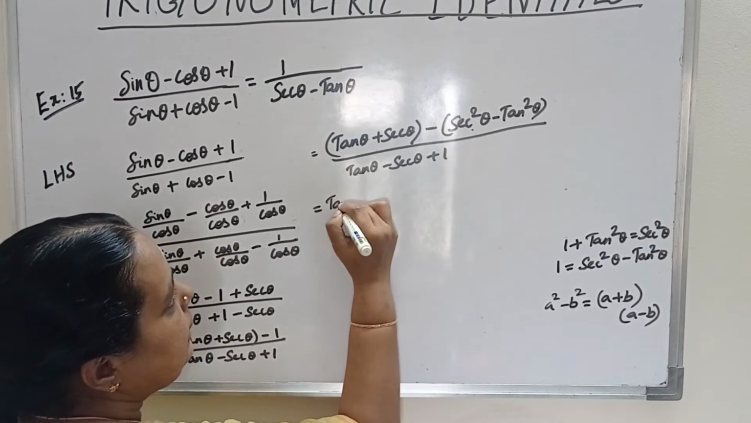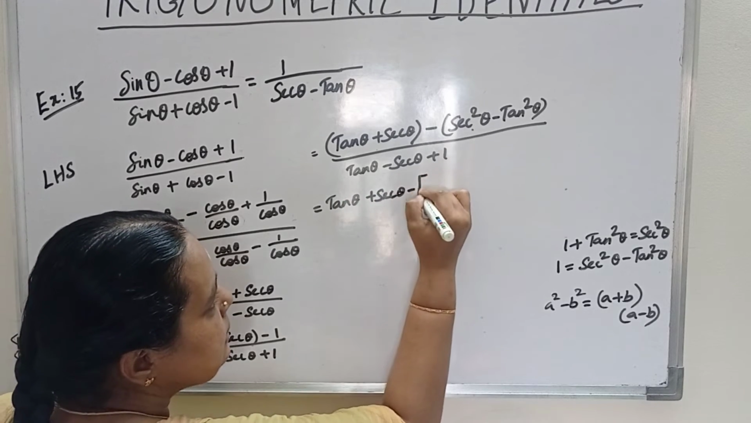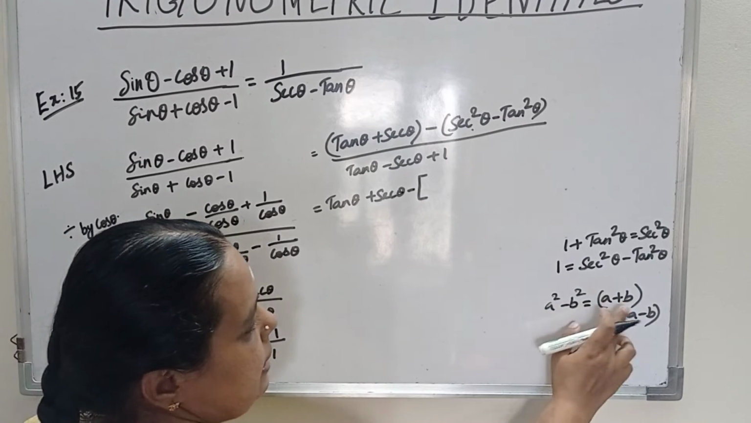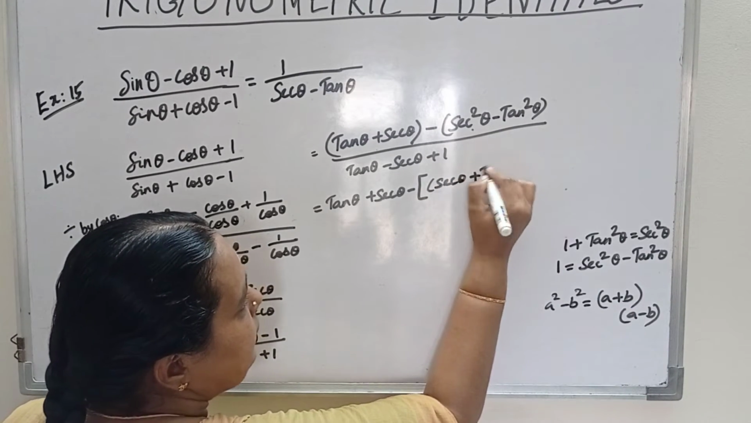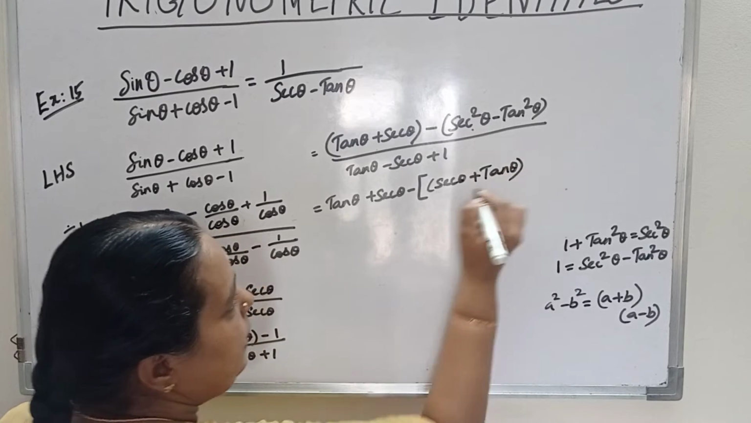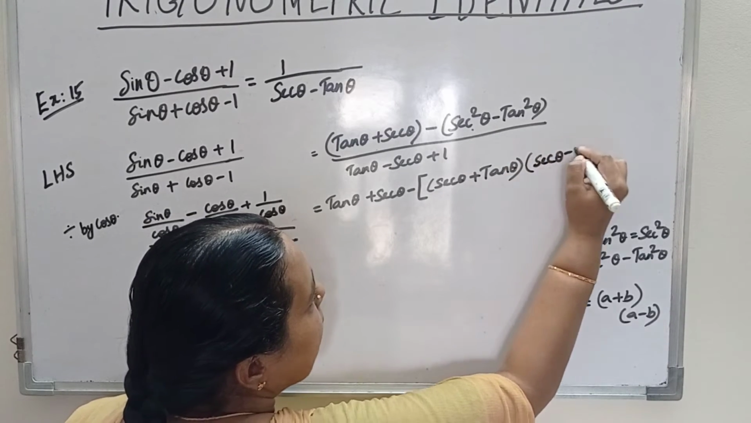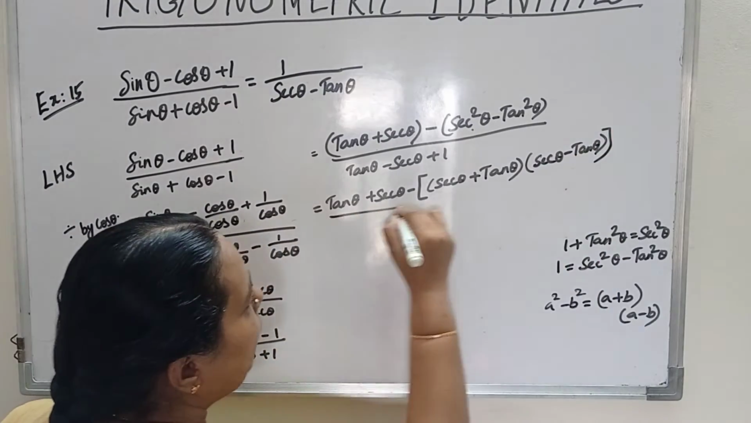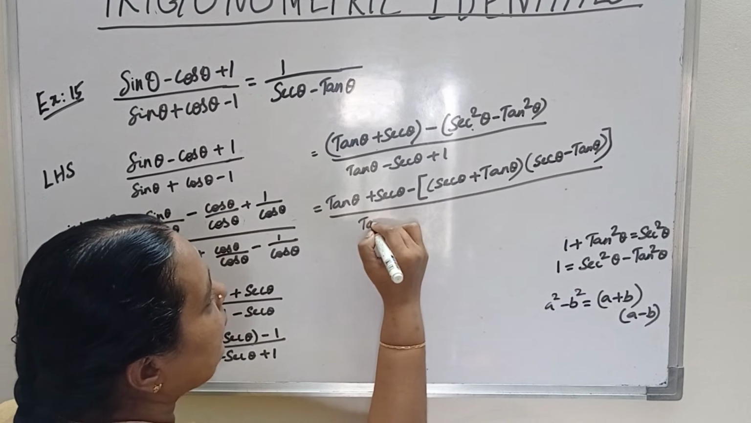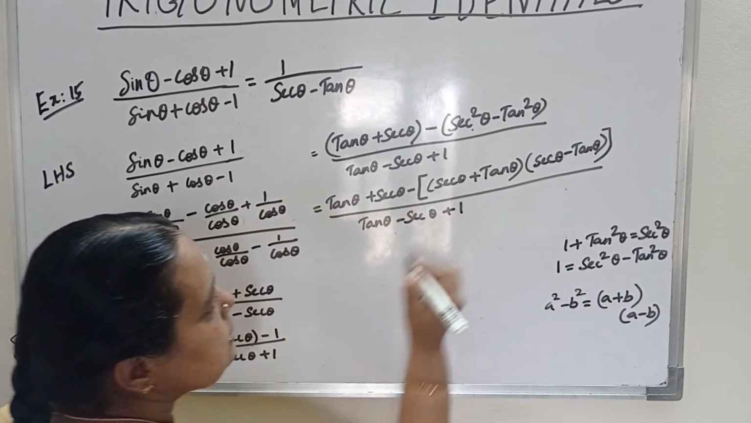So let's write it as tan theta plus secant theta minus, instead of secant square theta minus tan square theta, we will be writing it as secant theta plus tan theta, that is (a plus b) into (a minus b). Secant theta plus tan theta into secant theta minus tan theta by tan theta minus secant theta plus 1.